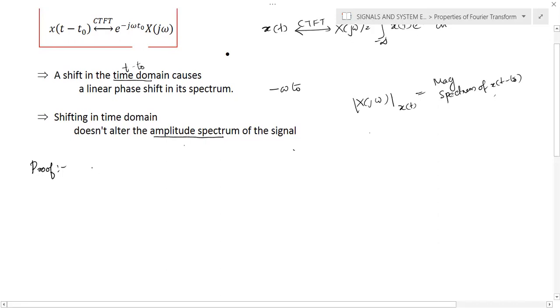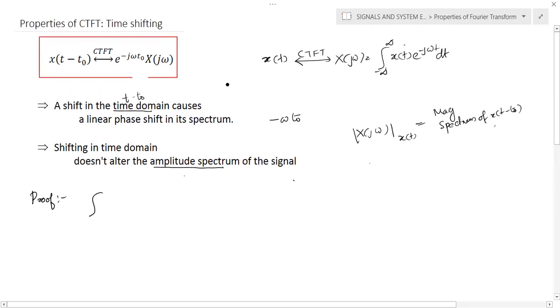Now, in order to prove this, we know the Fourier transform equation is simply integral of x of t into e raised to minus j omega t dt. And in place of x of t, here it is x of t minus t0. So we need to find the Fourier transform of the signal x of t minus t0 into e raised to minus j omega t dt. In place of x of t, we need to substitute x of t minus t0. And we know that t minus t0, I can substitute a new variable m, and t0 is a constant, so you can write dt is equal to dm, and t you can write as m plus t0.